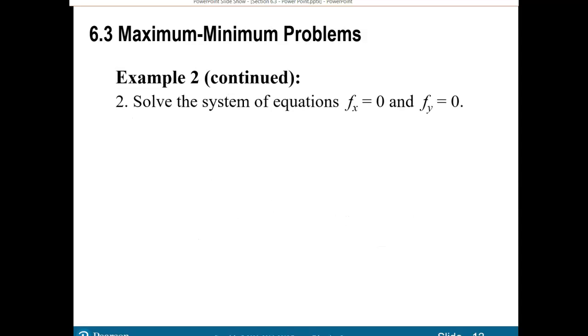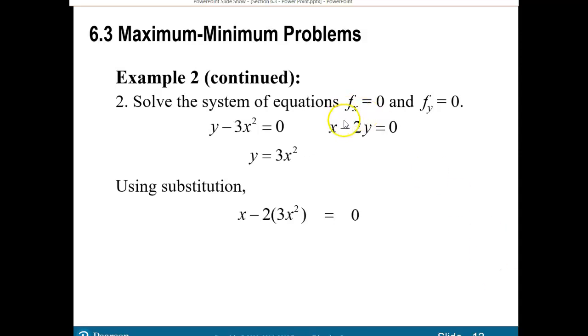Okay, now we set our first partials equal to 0. So that was the partial with respect to x and y. Here we're going to start with this one this time. You could solve this one for y, then plug it into the other one over here in place of the y.